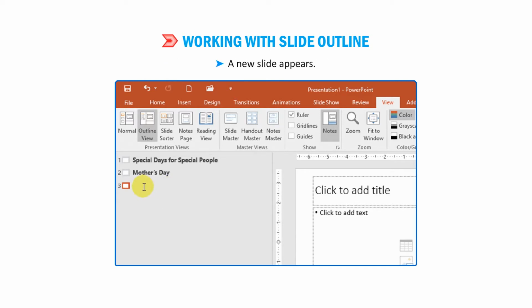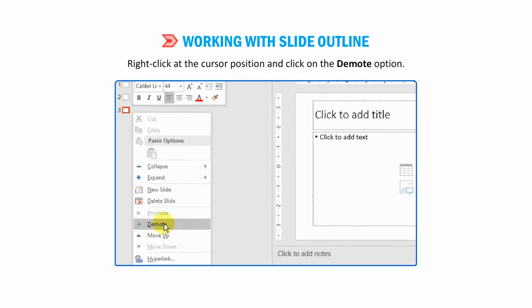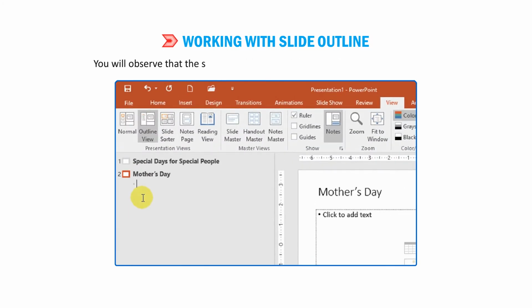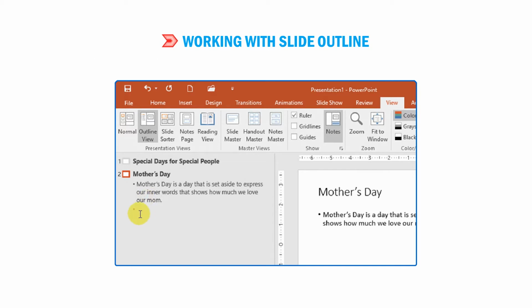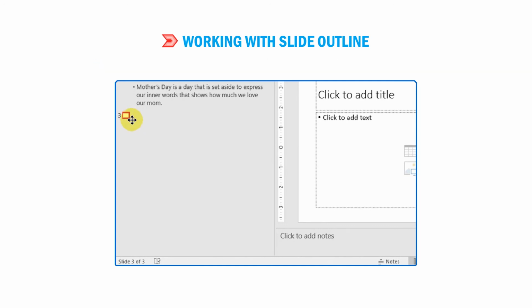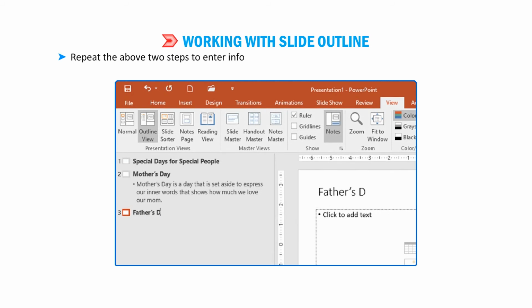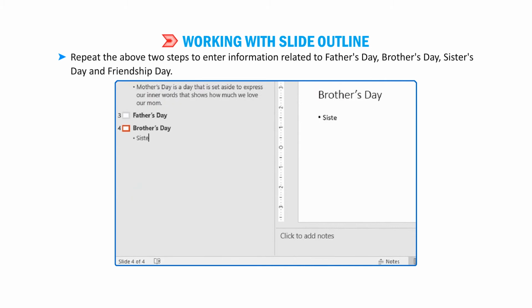A new slide appears. Right-click at the cursor position and click on the Demote option. You will observe that the slide icon disappears and the text moves one level lower. Type the text as shown in the figure and press Enter. Now right-click again and choose the Promote option from the context menu. A new slide appears. Repeat the above two steps to enter information related to Father's Day, Brother's Day, Sister's Day and Friendship Day.